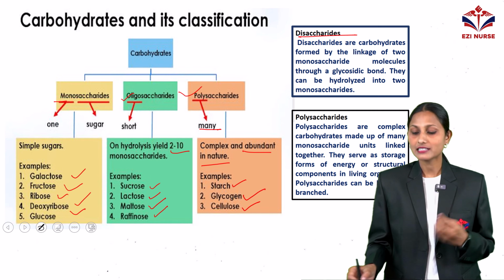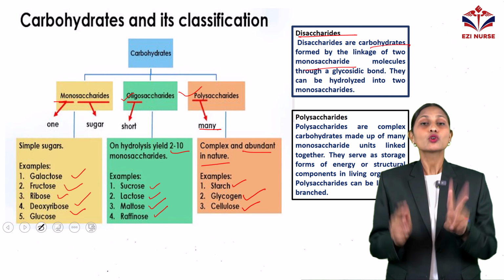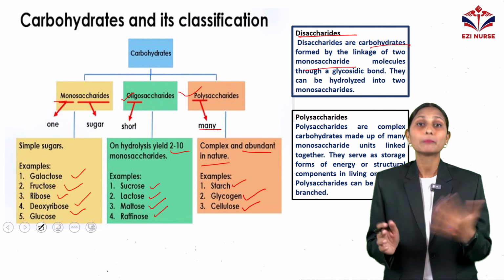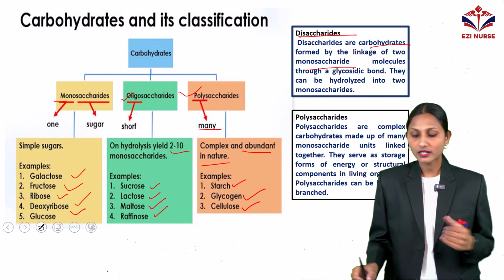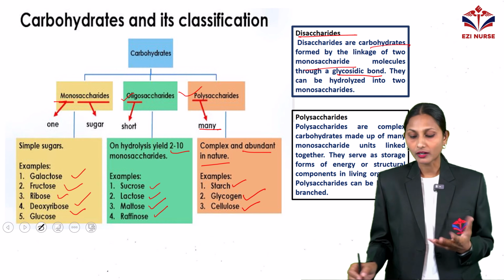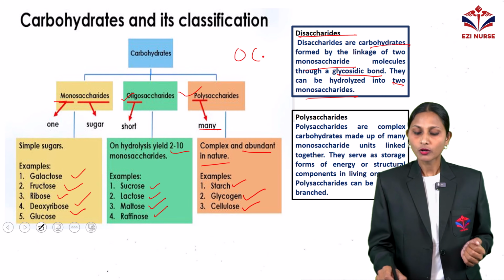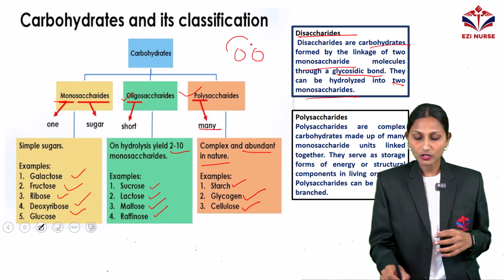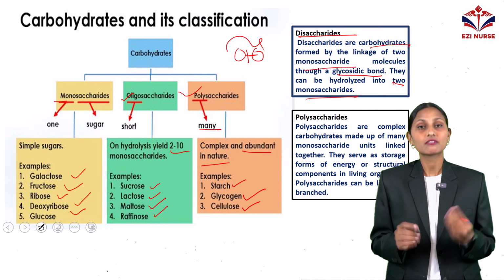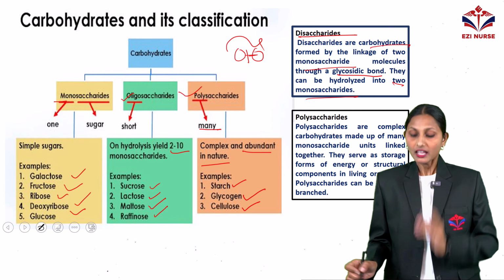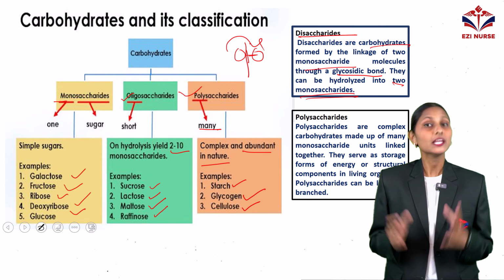Disaccharides are carbohydrates formed by the linkage of two monosaccharides. Only two monosaccharide molecules will be present in a disaccharide. They are bonded together by a glycosidic bond and can be hydrolyzed into two monosaccharides. So if two molecules of monosaccharide are combined with the help of a glycosidic bond, you call it a disaccharide, and if you break this bond, then two molecules of monosaccharide will be there.